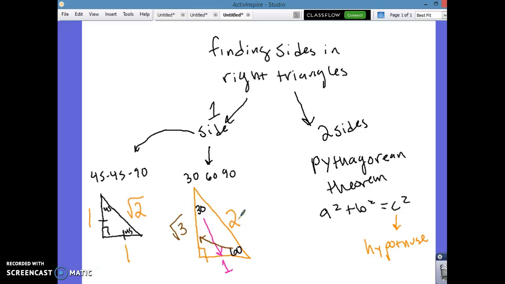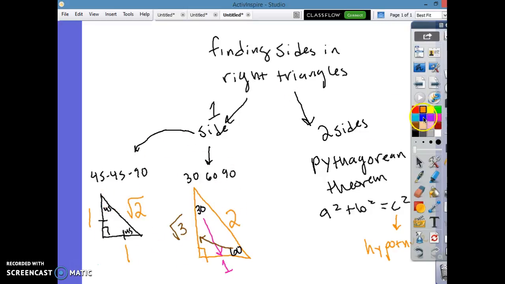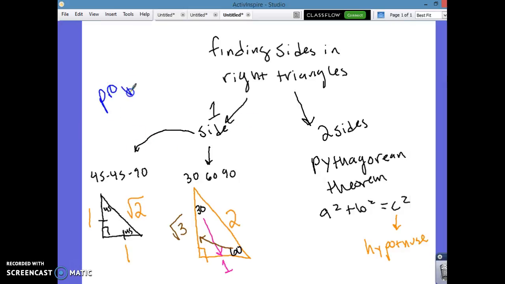Every 30, 60, 90 triangle will be based off of this. It's either going to be an expansion of this or a reduction of this, like we talked about earlier. And the way we solve both of these types is we use proportions. We'll look at an example of all three of these in just a second.